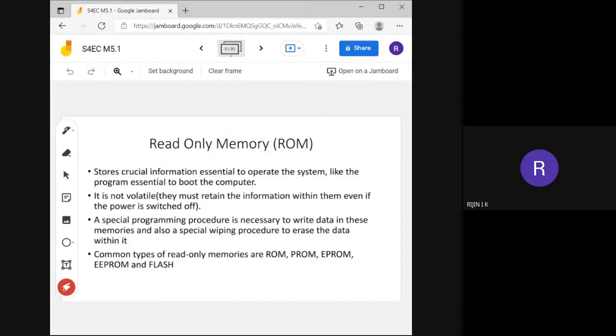What is non-volatile? Anybody? What do you mean by a memory being non-volatile? Or what do you mean by a memory being volatile? Anybody?